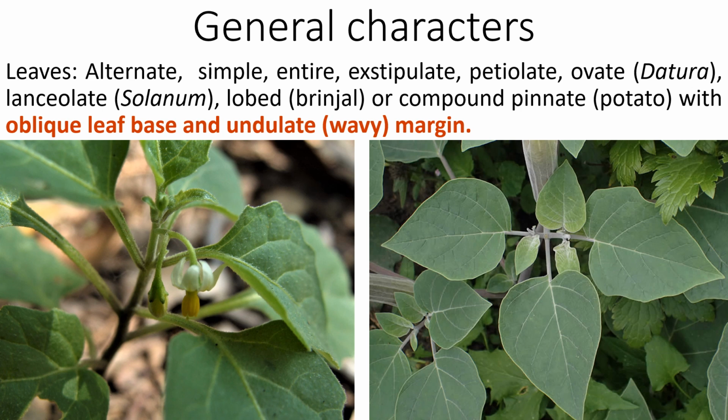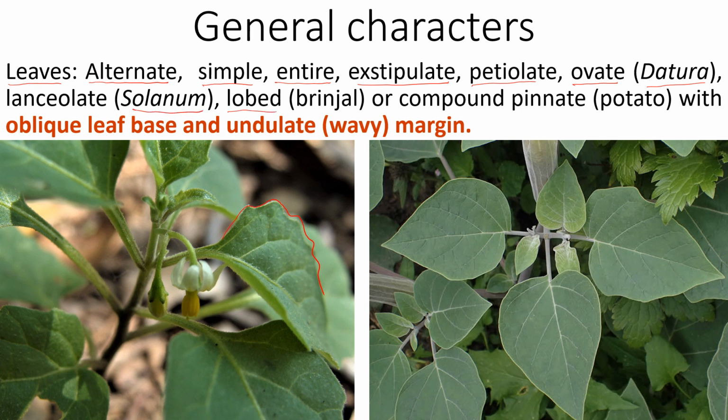Here, very interesting characteristics of leaves can be learned, where the leaves are alternate, they are simple, margin is entire in some cases, but sometimes it may be undulate also. Here you will see that some wavy structures are there, and such type of margin is called as undulate margin or wavy margin. It is exstipulate means without stipule. Petiolate, shape is ovate in case of Datura. It is lanceolate in case of Solanum.